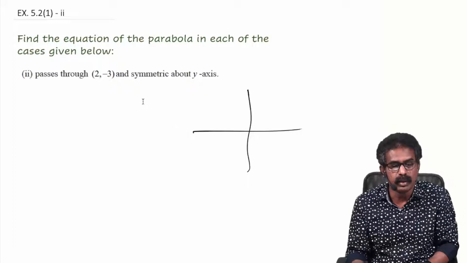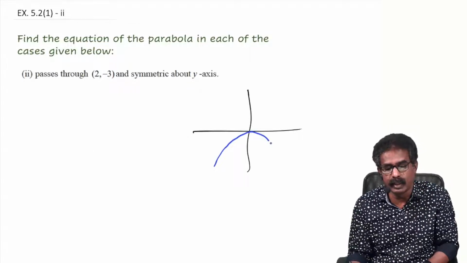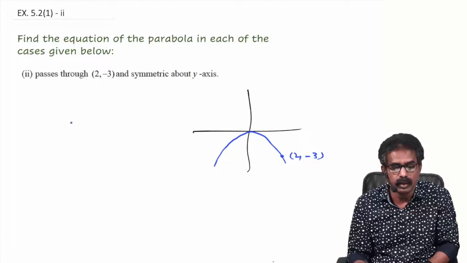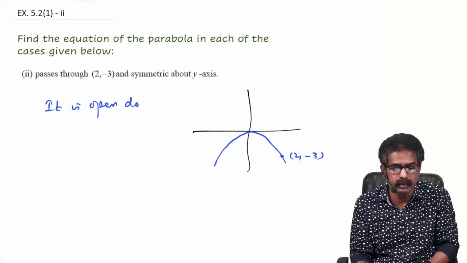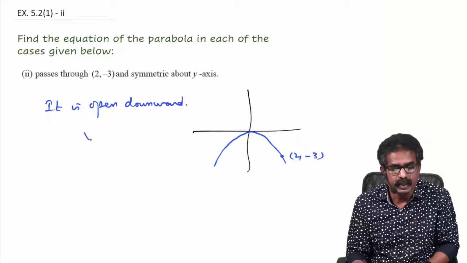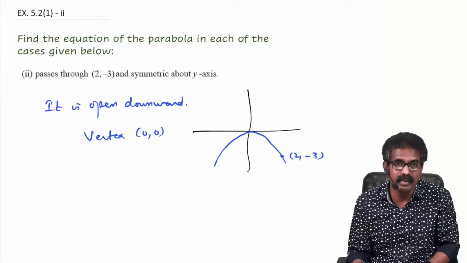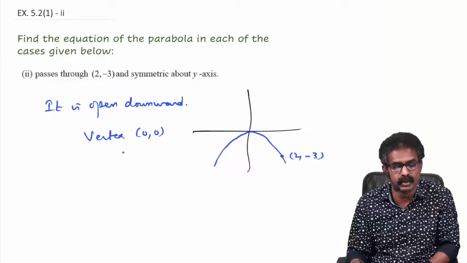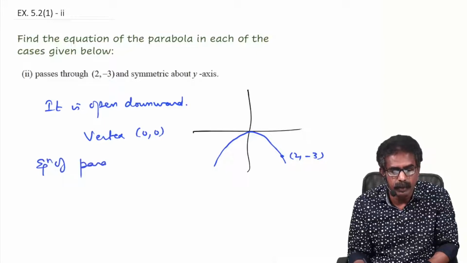Okay. So it passes through the point 2 comma minus 3. So the diagram will be like this. Okay. So it is 2 comma minus 3. So symmetric about y-axis, so it is open downward. So vertex is 0 comma 0. A value you cannot find because they didn't give any other information. So we write the equation of parabola.